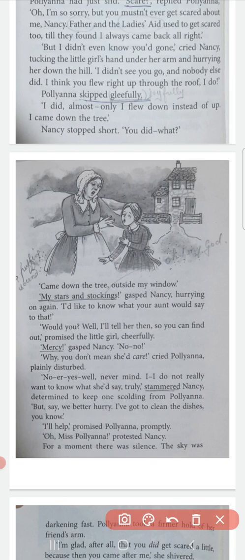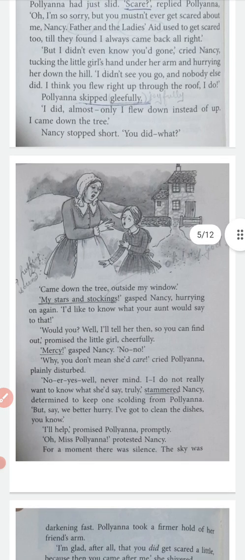My stars and stockings, gasped Nancy, hurrying on again. I would like to know what your aunt would say to that. Would you? Well, I'll tell her then, so you can find out, promised the little girl cheerfully. Mercy, gasped Nancy. No, no. Why, you don't mean she would care, cried Pollyanna, plainly disturbed. No, oh yes, well, never mind. I do not really want to go. What she had said truly, stammered Nancy, determined to keep one scolding from Pollyanna. But say, we better hurry. I have got to clean the dishes, you know.